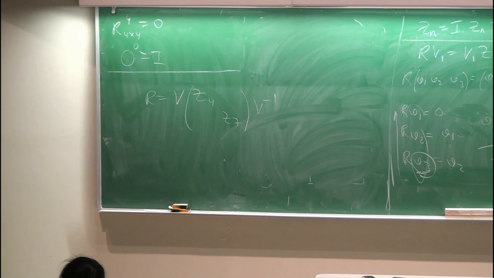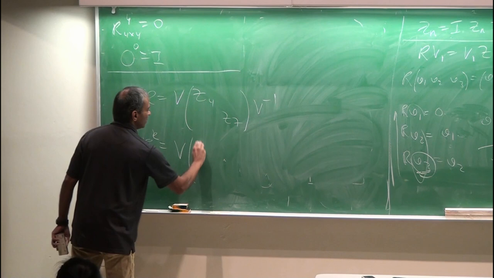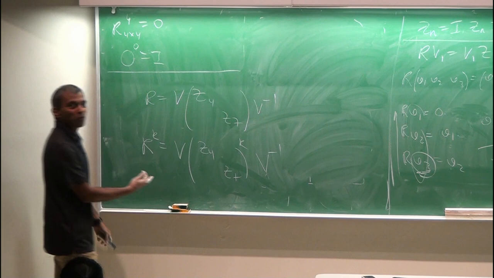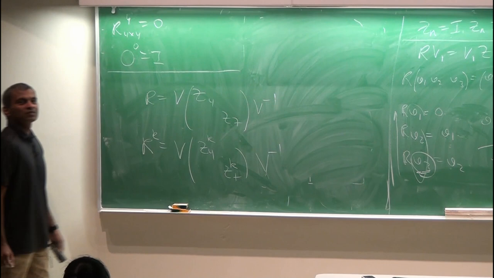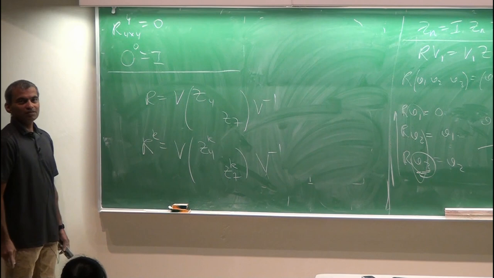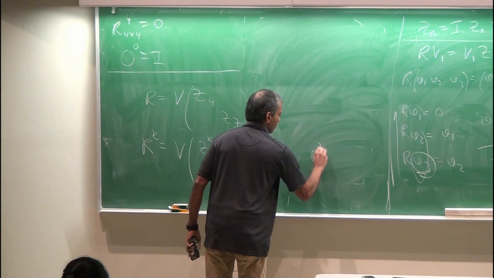If I look at R power k, then we know it will be V4, V7, the power k, the inverse, right? That's the whole point of this similarity transformation. We can move the power to the inside. But this is a block diagonal matrix, so we know that a block diagonal matrix behaves like diagonal matrices, so the power moves inside. Right? So we know in this case that if you take k to be 7, R power 7 would be 0.